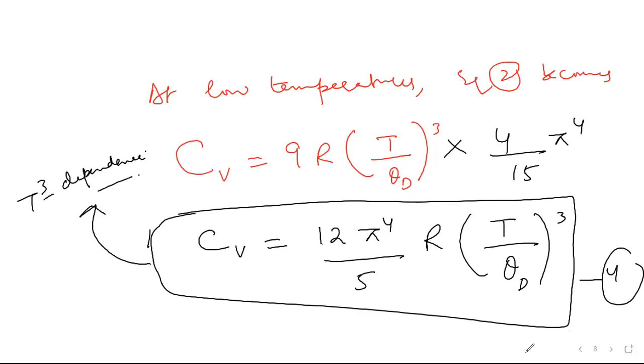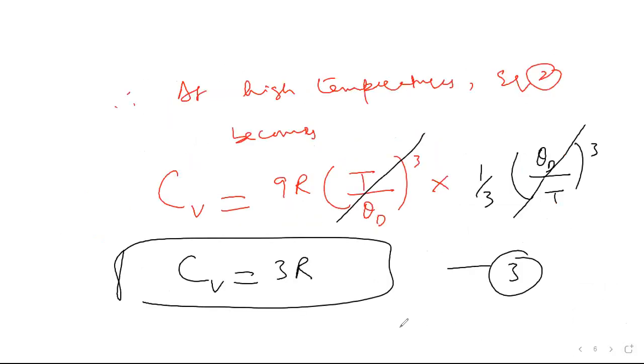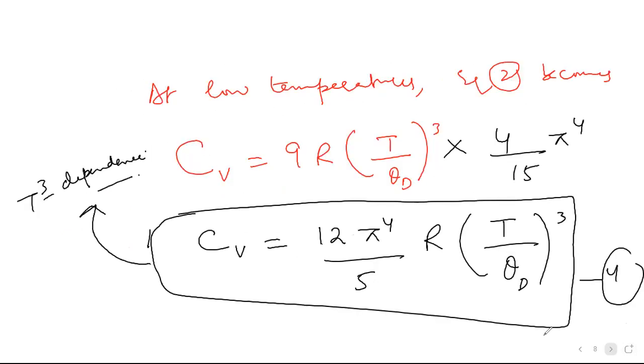Now if you remember in the Einstein model, at high temperatures that was okay, that was also giving us the Dulong-Petit law, but at low temperatures that had a problem that gave us the exponential dependence on temperature, which doesn't match with the experimental results. At low temperatures, experimentally heat capacity varies as T cube. So that result is now predicted by the Debye model of heat capacity.